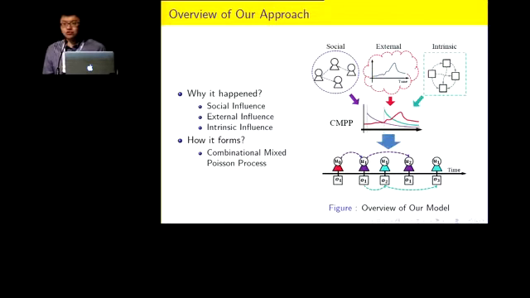In order to answer the second question, how it forms, we propose a generative probabilistic model, which aims to explain the emergence of each event in the social network and the formation of the whole event cascade. We call this model the Combinational Mixed Poisson Process model. Next, I will first introduce the three influence factors.